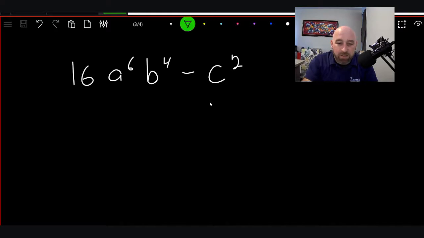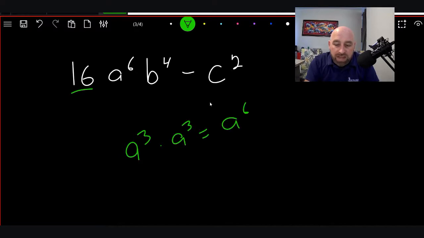Let's try this one. All right, let's identify it. What are we looking at? Well, that's a square. This is a square. Now, let me tell you something we haven't really talked about yet. Every single even exponent is a perfect square. Because look, a cubed times a cubed equals a to the 6th.